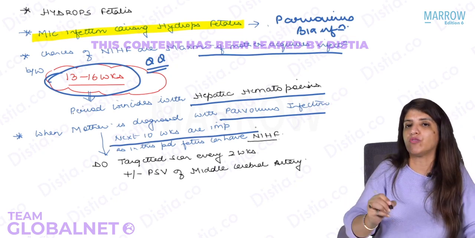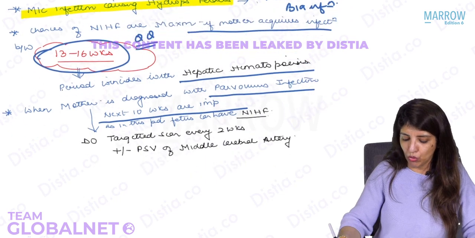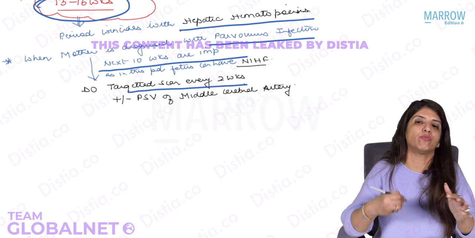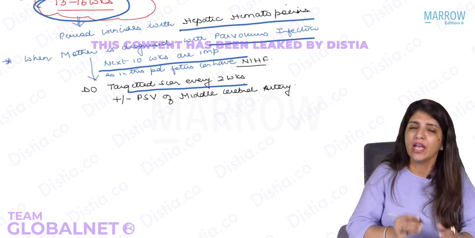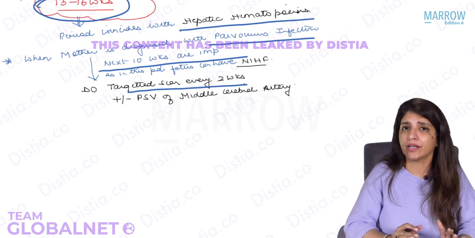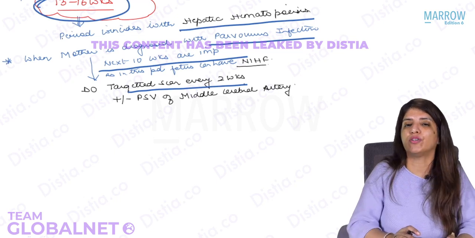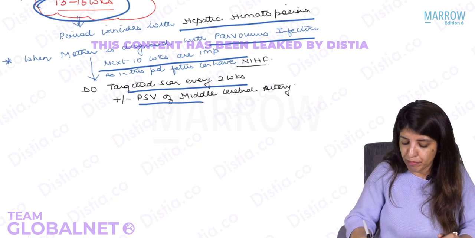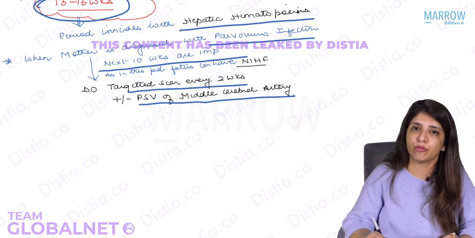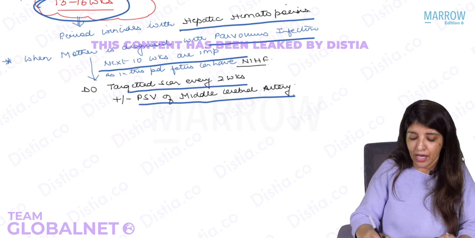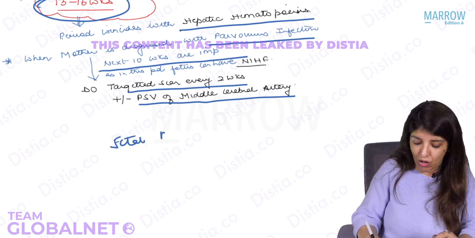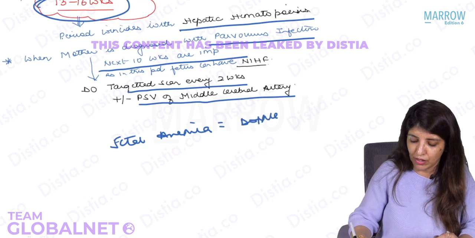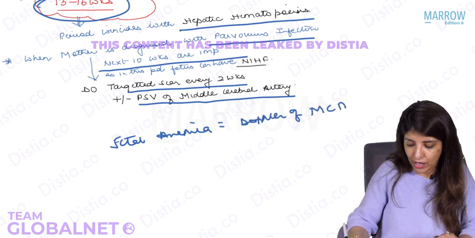So when mother is diagnosed with parvovirus infection, the next 10 weeks are very important because in the next 10 weeks, fetus can have non-immune hydrops fetalis, and that is why every 2 weeks I'm going to do a targeted scan. And in order to know whether fetal anemia has developed or not, I am going to do a peak systolic velocity of middle cerebral artery. Please remember this, that for fetal anemia, always the Doppler which you do is Doppler of middle cerebral artery.